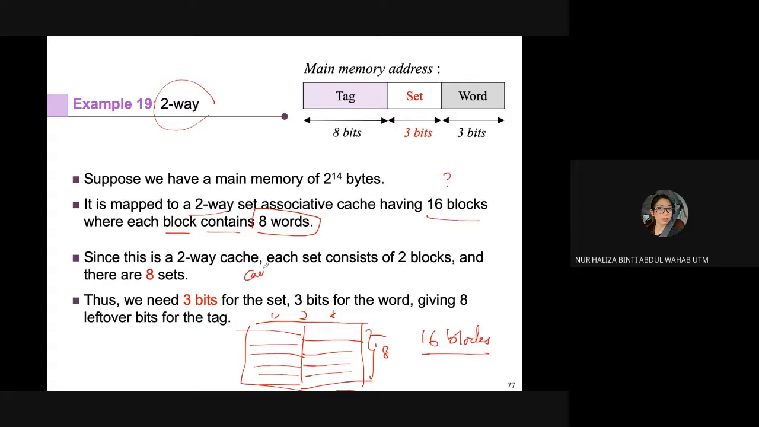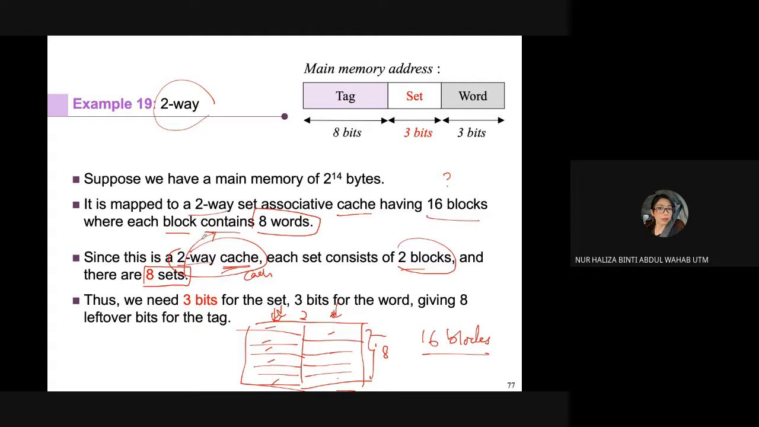This is for your cache. See? This is for your cache. Since it is a 2-way cache, it's 16 blocks. Each set consists of 2 blocks. So, you can see, because it's a 2-way cache, it is 2 blocks: 1 block, 2 blocks. And all of them have 8 words: 1 word, 2 words, 3 words, 4 words until 8. This one is also similar, and all together you get 16 blocks. There are 8 sets, because basically it's already mentioned on the top.